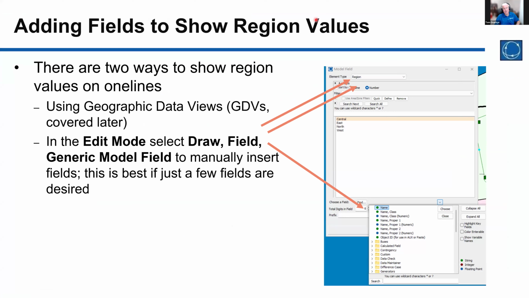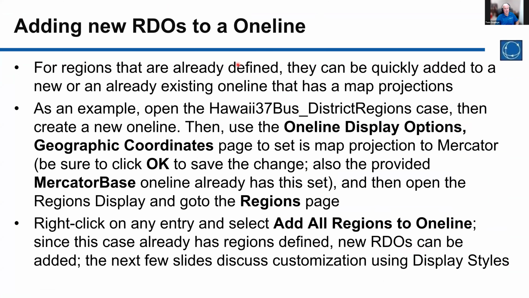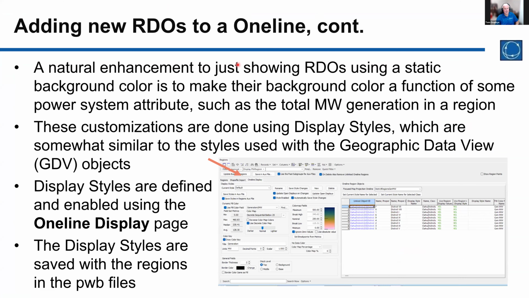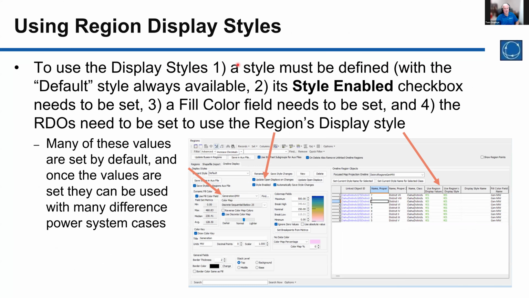You can add fields to show region values. And we use the generic model field right now for regions. You can add new one line or new RDOs to existing one line if you want. And I just went through how to do that. Okay, so I went through how to do this.